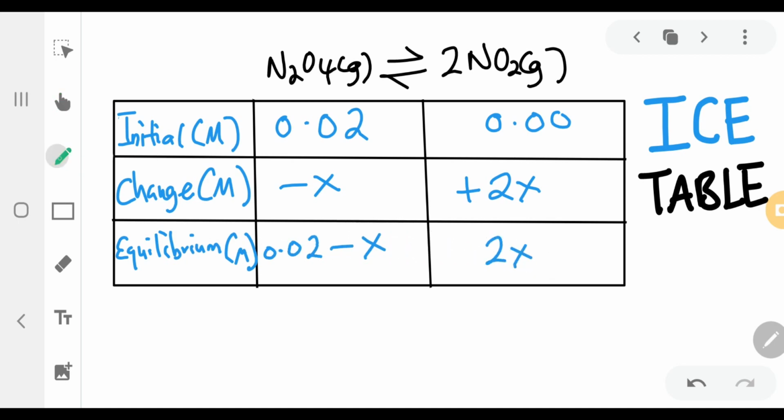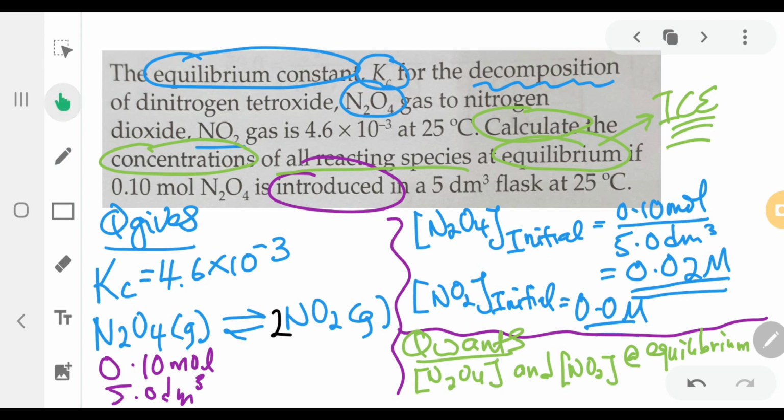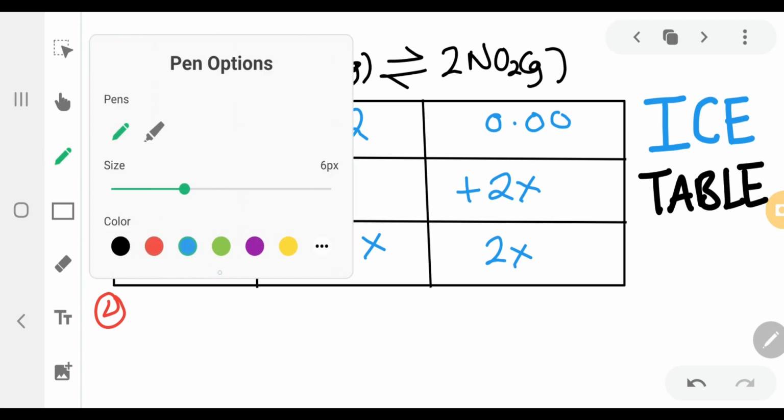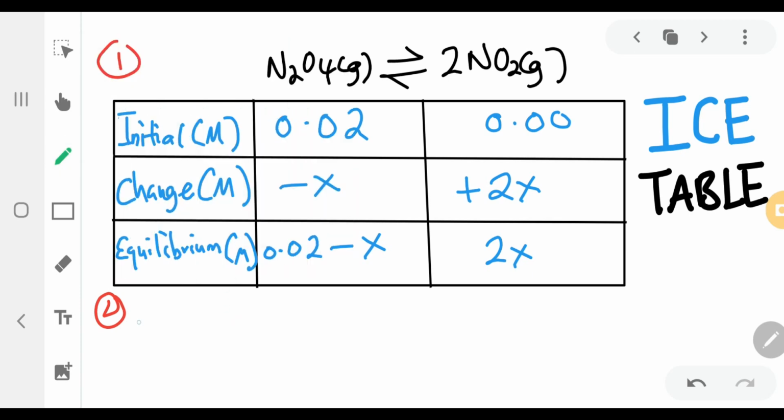So that is essentially the first thing you need to do, apart from finding out all of the information needed. After you have done your analysis of the question, finding out what the question gives and what the question wants, step one is for you to construct your ICE table. And step two is that you need to write the Kc expression. Okay, we're going to write the Kc expression.